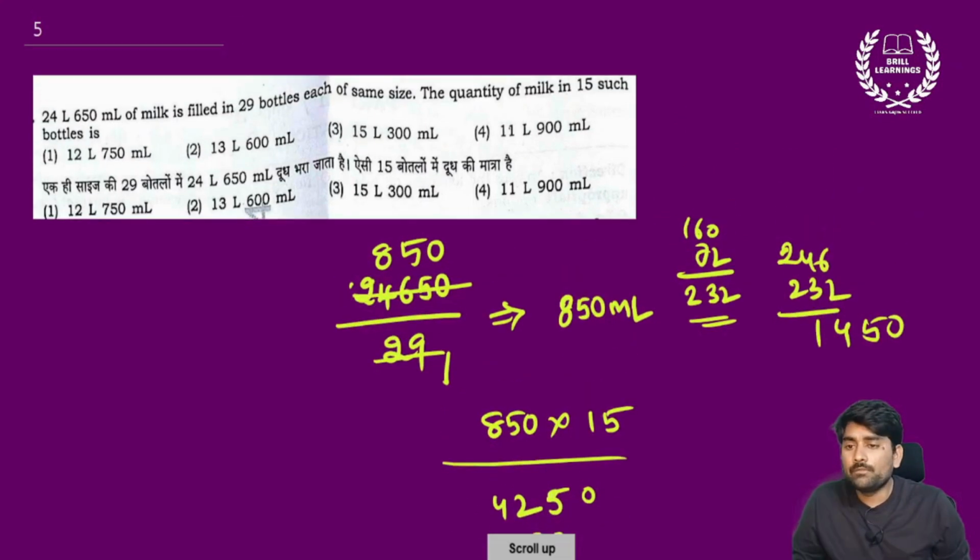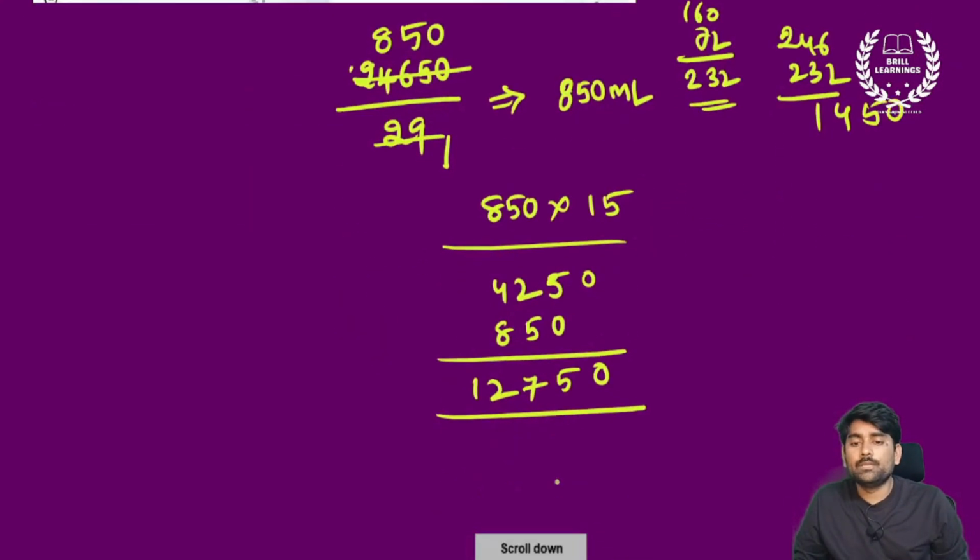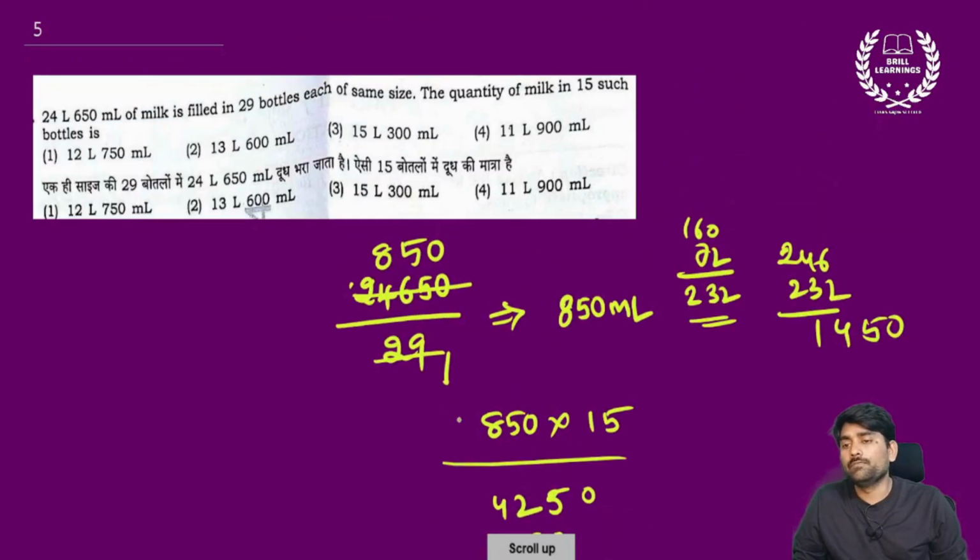So here they have given liters and milliliters. That means 12 liters 750 ml. First one is the right answer. Let's move on to the next question.